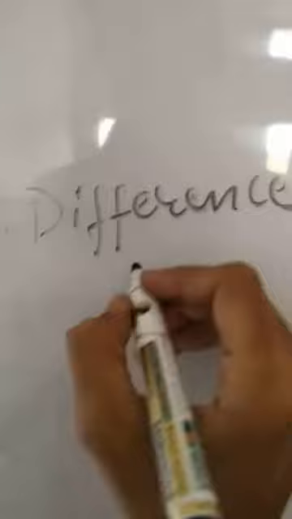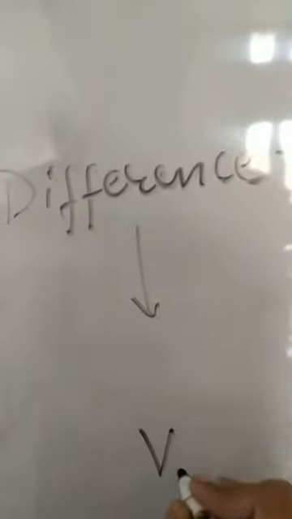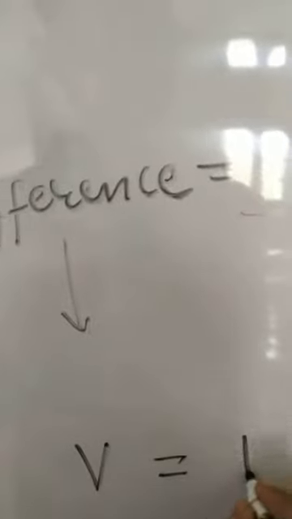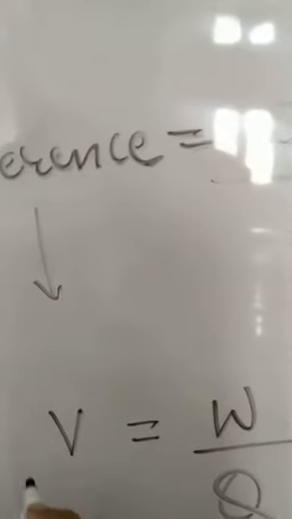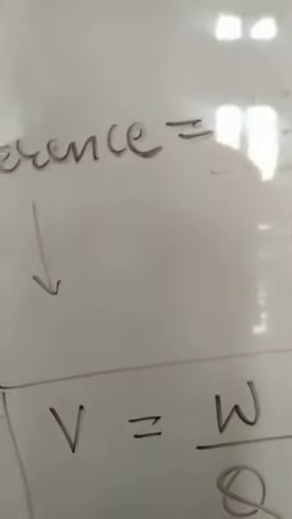So the method of finding potential difference is work done upon charge. Potential difference is denoted by V, work done by W, and charge by Q. So the formula of potential difference is V is equal to W upon Q.